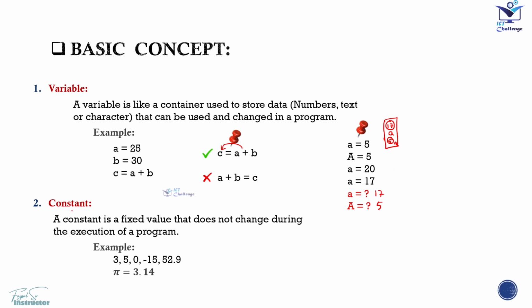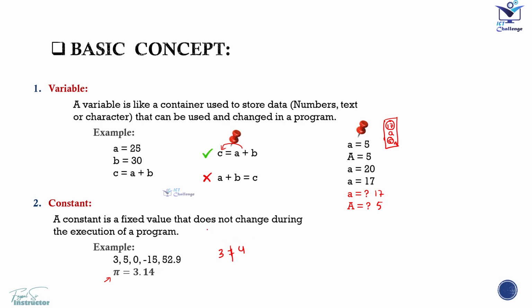Now we have to talk about this constant. A constant is a fixed value that does not change during the execution of a program. That means a constant value does not change its value, right? Like 3, 5, 0. This is a constant value, right? You can't say that 3 is equal to 4. This is not true. So 3 is equal to 3, 5 is equal to 5, 0 is equal to 0. That means they have only one value, that is called a constant value. Also we have another example, pi is equal to 3.14. This is a constant value, right? So this is called the constant, whose value cannot be changed.